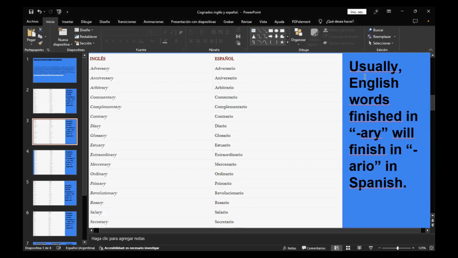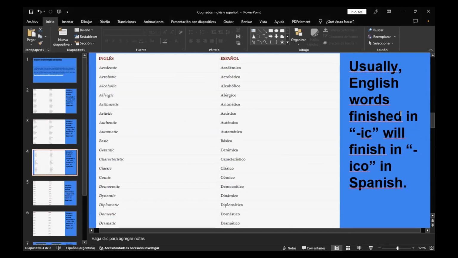Well, now, usually, English words finishing in ary will finish in ario in Spanish. Let's see some examples. Adversary in English will be read as adversario. Anniversary in English in Spanish will be aniversario. Arbitrary in English in Spanish will be arbitrario. Commentary in English will be read in Spanish as comentario. Finally, complementary in English in Spanish will be complementario.